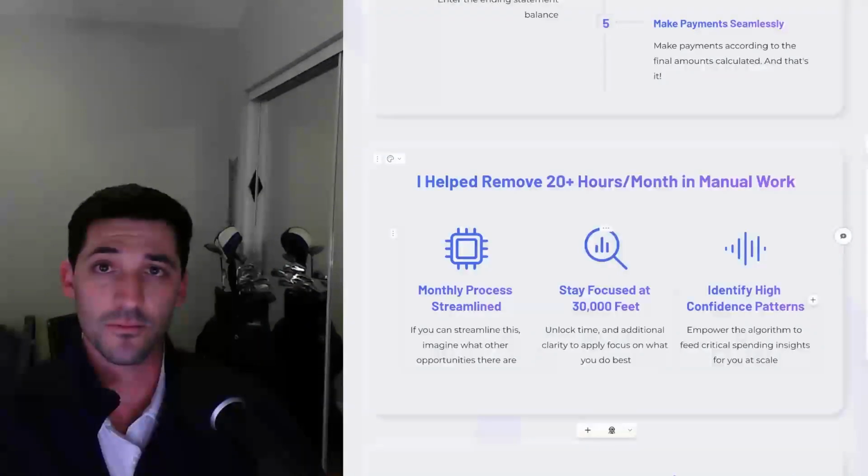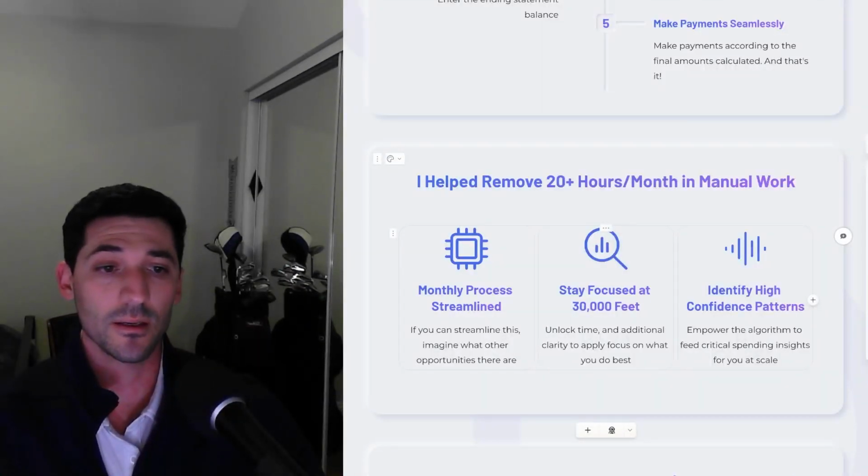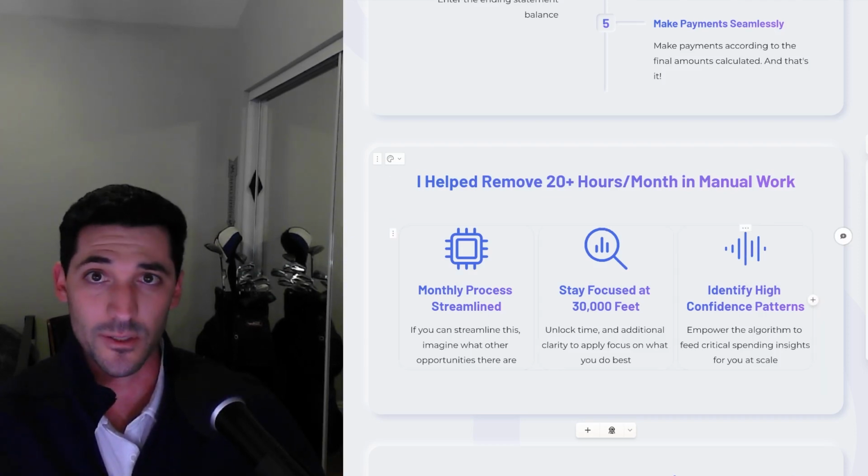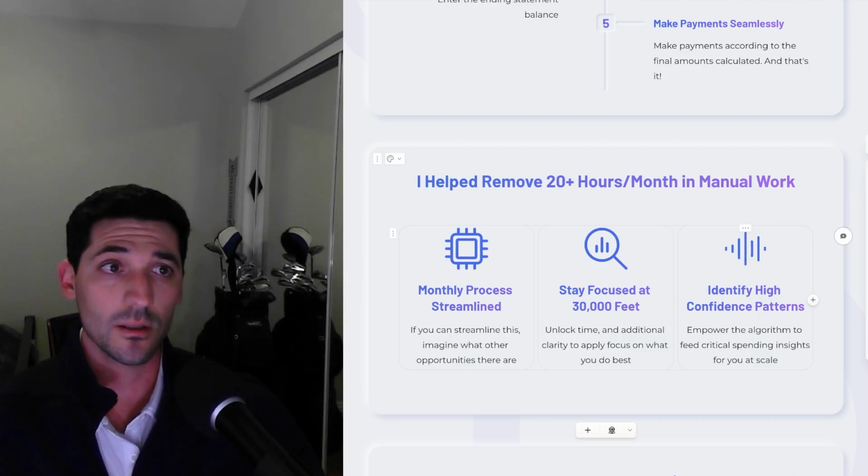Again, it allows you to stay focused and get clarity on your decision making. You can stay focused at 30,000 feet, unlock time, and gain additional clarity to focus on what you do best. And again, the high confidence patterns, knowing what these categories are, letting the algorithm work for you, it's going to feed you those critical spending insights at scale.